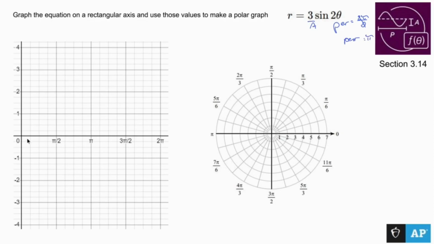Amplitude is 3, no midline, no shifts, so I'm going to start right there, and I'm going to repeat right there, and I'm going to repeat right there. It's going to go up to 3, boom, come back down, go down to -3, boom, come back up. Go up to 3, boom, come back down, go down to -3, boom, come back up.